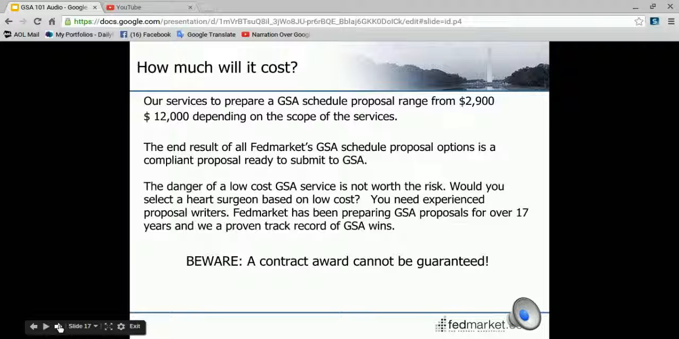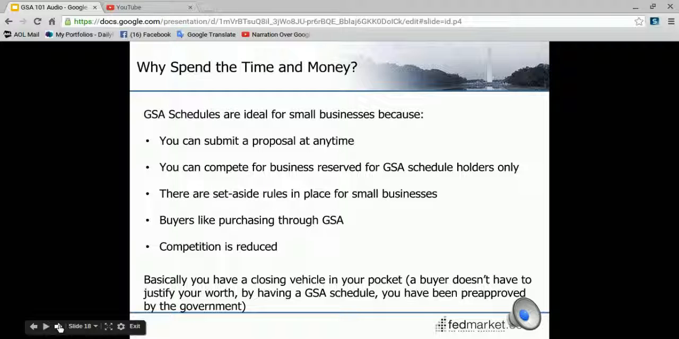The danger of a low-cost GSA service is not worth the risk. Would you select a heart surgeon based on low cost? You need experienced proposal writers. Fedmarket has been preparing GSA schedule proposals for over 17 years, and we have a proven track record of GSA wins. Beware, a contract award cannot be guaranteed. Any company that promises you will receive a reward is not telling you the truth.